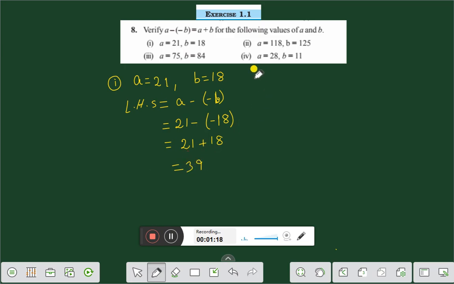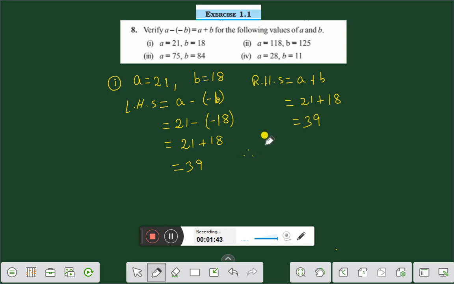Now RHS is equal to a plus b. What is the value of a? That is 21 plus b is 18. Therefore 8 plus 1 is 9, 2 plus 1 is 3, 39.